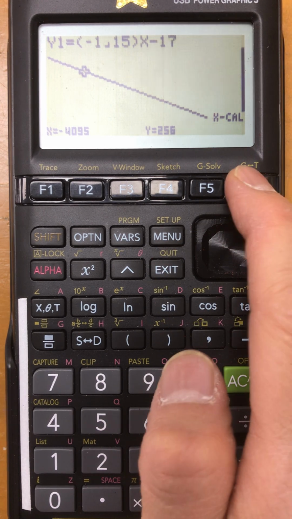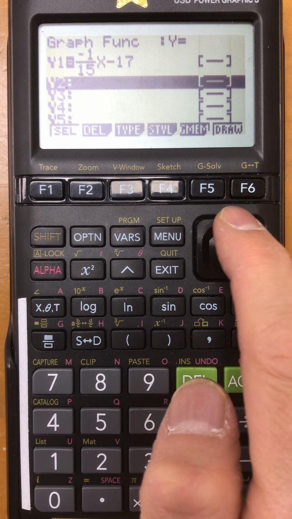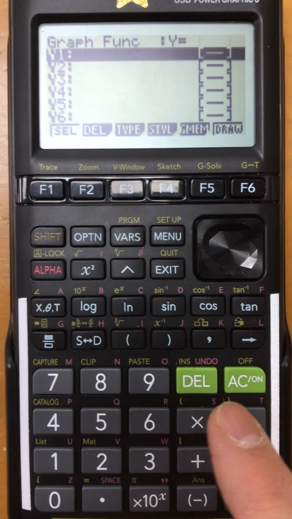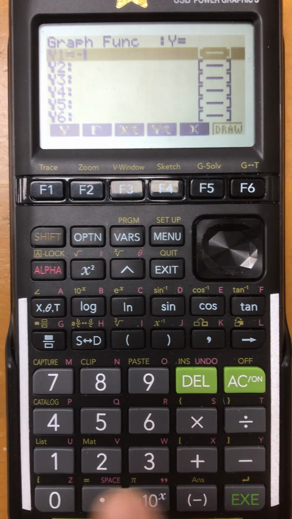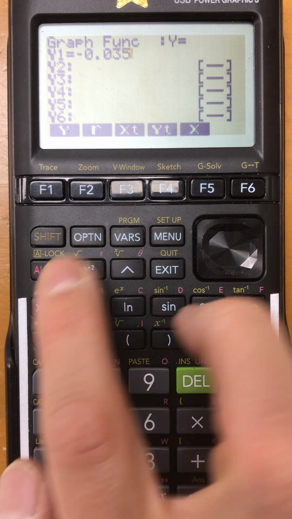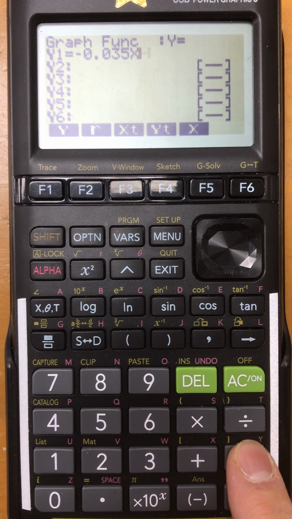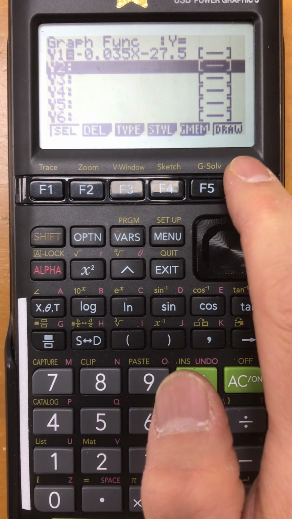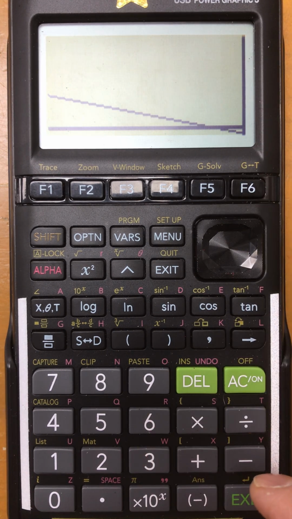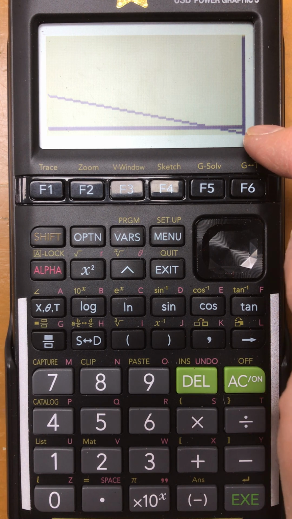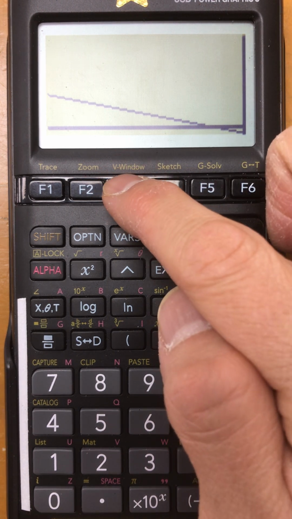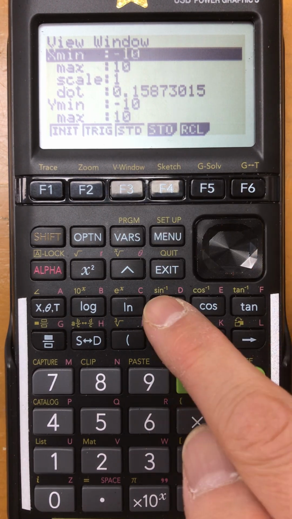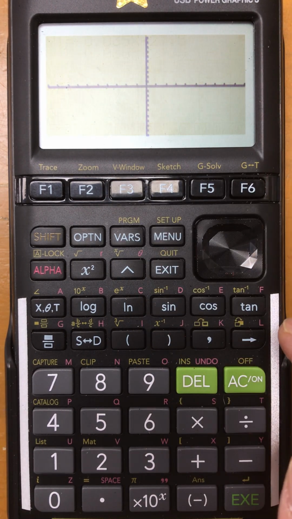So let's go back to our function screen here. Let's select and delete. Now let's type in negative 0.035x minus 27.5. And let's press execute and then draw. Show both intercepts. One thing I forgot to do is hit window, and let's standardize this, F3, exit, draw.